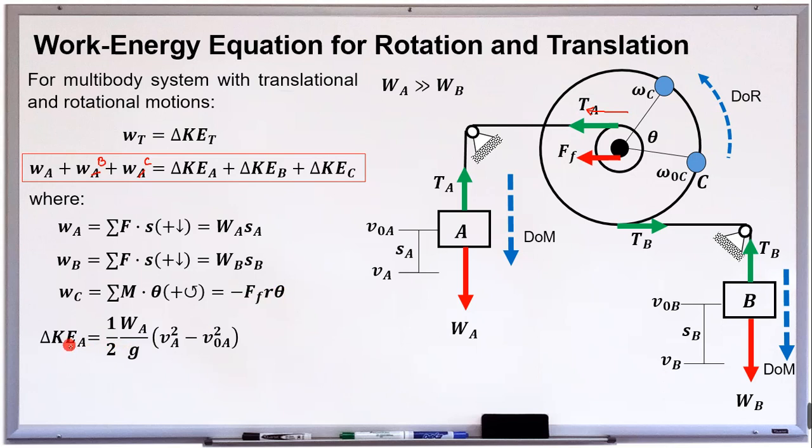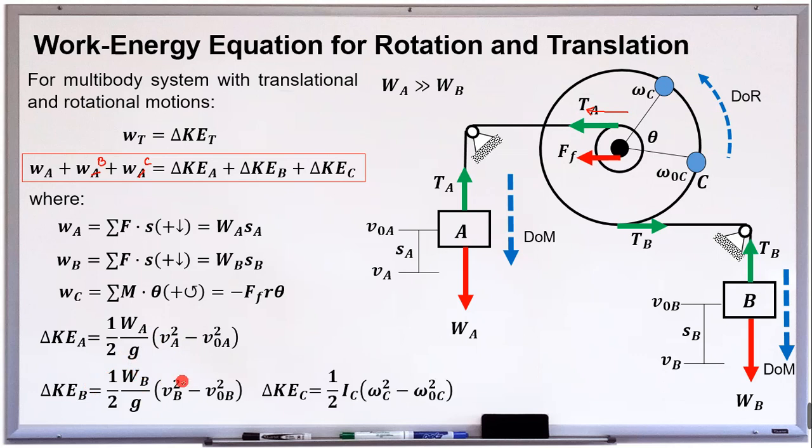Next, for the change in the kinetic energy of our block A, we will use this formula. This formula is from the kinetic energy for translation. Next, for B, the type of motion is translation, so we will use the same formula as A. And then finally, for the kinetic energy of our cylinder C, since it is rotating, we will use this format. We have 1/2 times the mass moment of inertia of our cylinder C multiplied by the difference of the squares of its final and initial angular velocity.